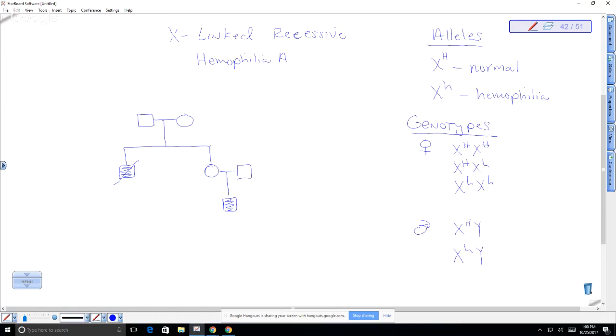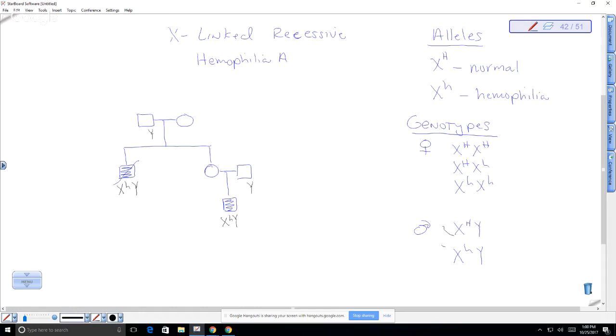Okay. So let's look at this. And I always, when I'm doing sex-linked, I always put the Y in, so I just remember. So all the squares are males, so I add my Y. If they have hemophilia, they're colored in, what is their genotype? This one or this one? Yeah, little h. So I'm working backwards, little h.